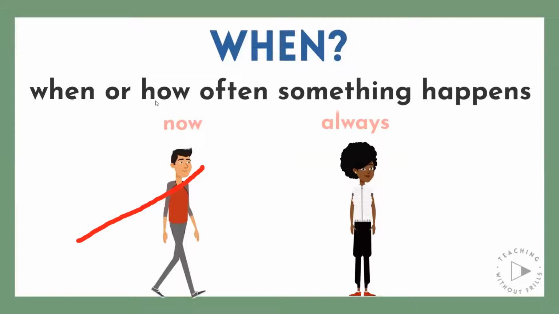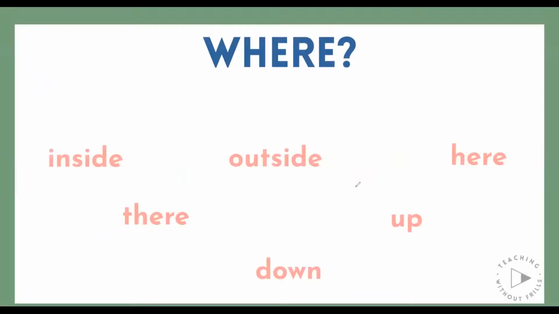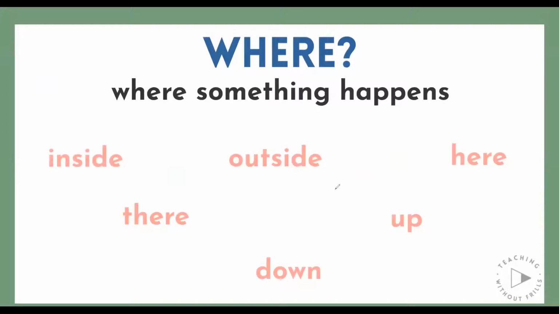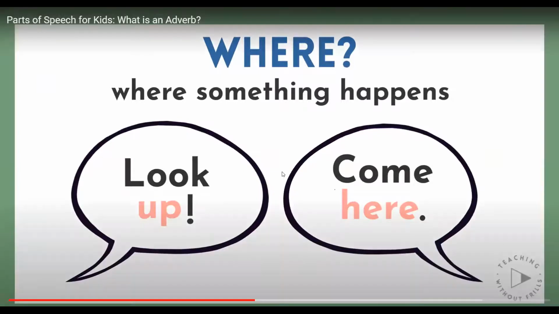Adverbs can also answer the question where. Words such as inside, outside, here, there, up, and down can be used as adverbs to tell where something happens, like look up or come here. Can you think of any other adverbs that can describe where something happens?